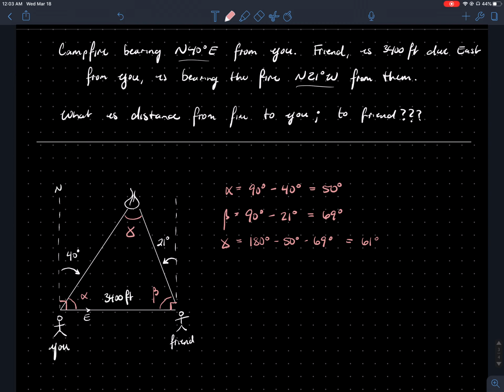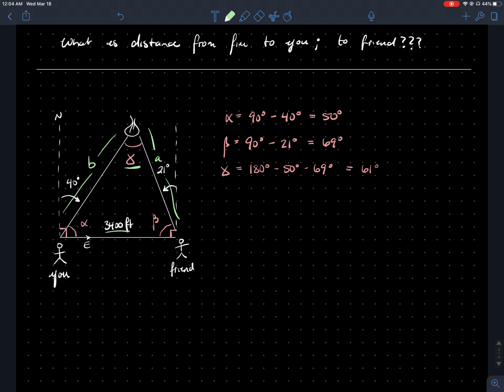But either way, we know gamma and we know this length, and we're looking for A and B, so we can set both of those up. I'm not going to actually solve them, I'm just going to help you guys set them up, because we know that A is what we're looking for. A over sine of 50 degrees is equal to 3,400 feet over sine of 61 degrees. And then we solve for A.